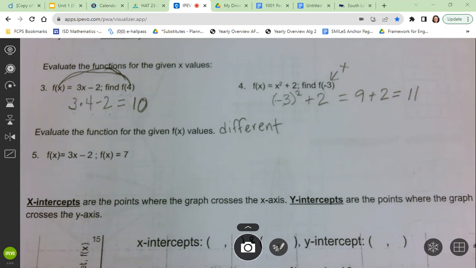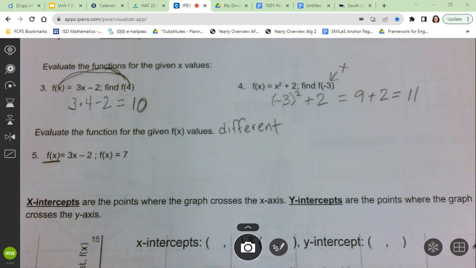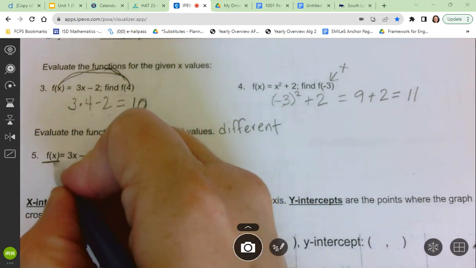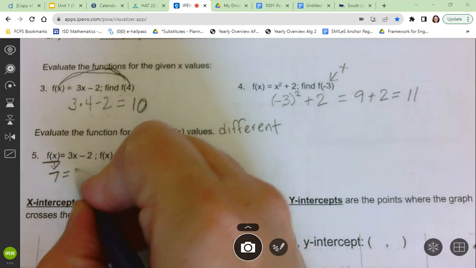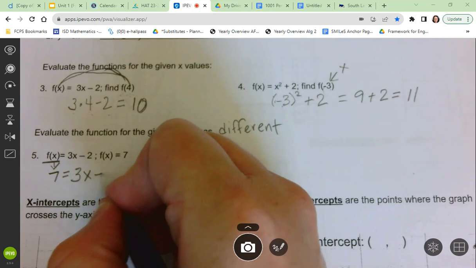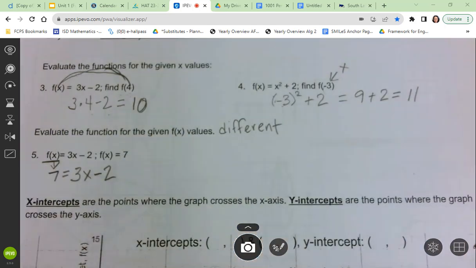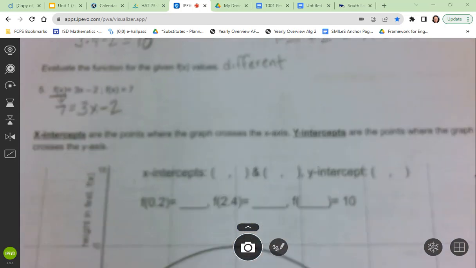It says f of x equals 7. And you see how we have an f of x right here? So we're going to put the 7 for the entire f of x. It's not the x this time, it's the entire f of x. So it goes here, 7 equals 3x minus 2. And now we get to do a little algebra.